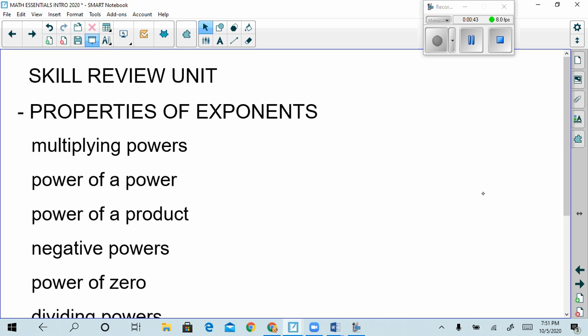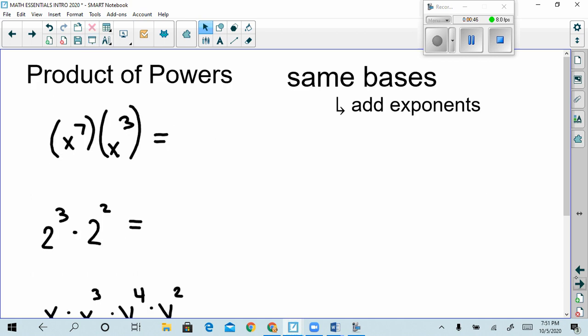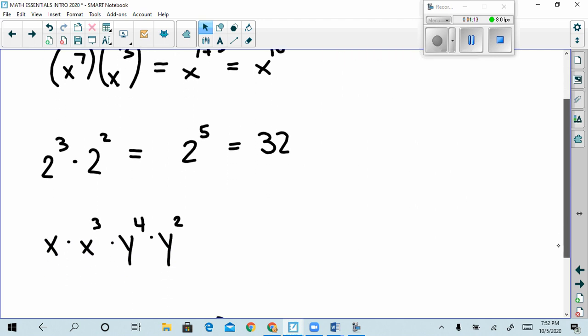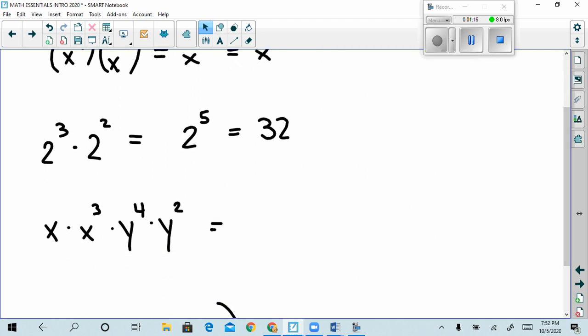So let's start off with multiplying powers. The product of powers, if the bases are the same, you just add your exponents. X to the 7th times x to the 3rd, you just add exponents. When the base is the same, you just add exponents. If it's a numerical base, then you go ahead and simplify. In the next one, again, same base, add exponents, and there's your product.